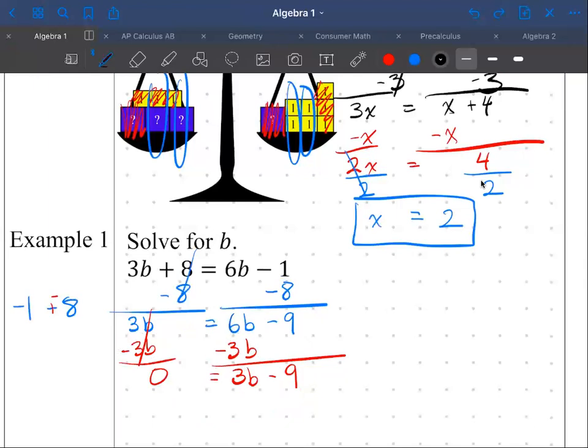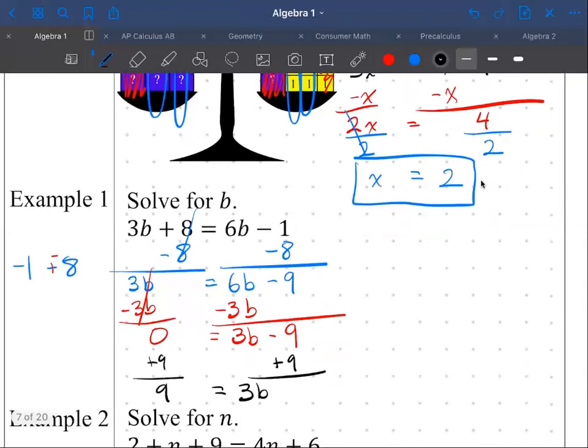So someone else, who wants to move like the -9? We could add 9 to both sides, or we could subtract 3b on both sides. Zeke, what do you want to do? I was gonna say you could just add 9 to both sides and you'd end up with 9 equals 3b. Okay, yeah, let's do it. So 9 is equal to 3b.